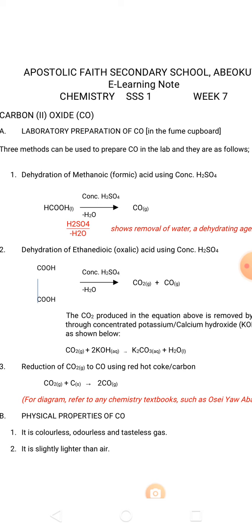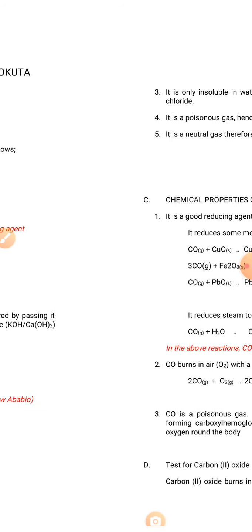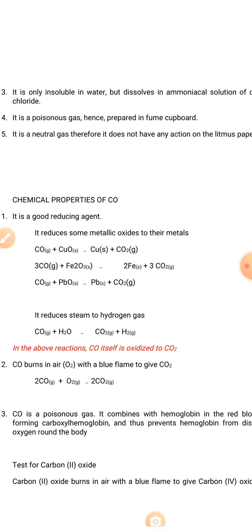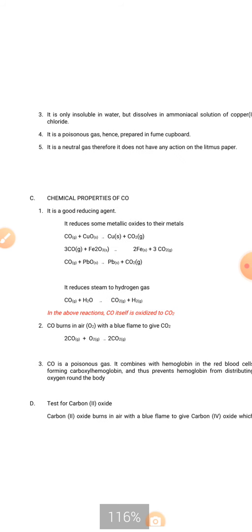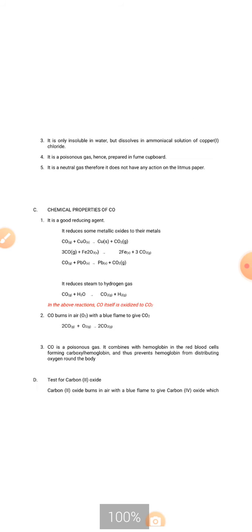So physical properties of CO: number one, it is colorless, odorless, and tasteless gas. Two, it is slightly lighter than air. Three, it is insoluble in water. Number four, it is poisonous. Yes, CO, carbon monoxide, is poisonous.